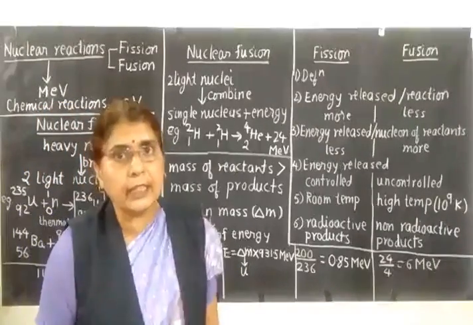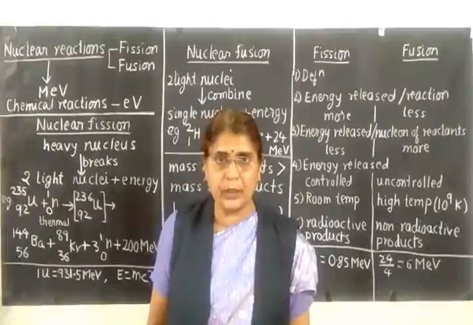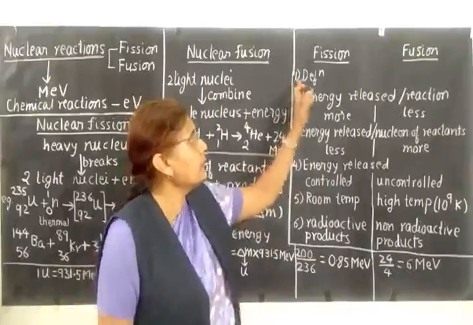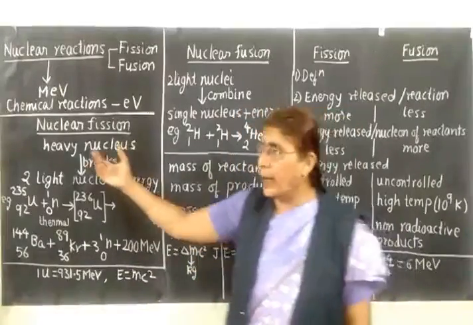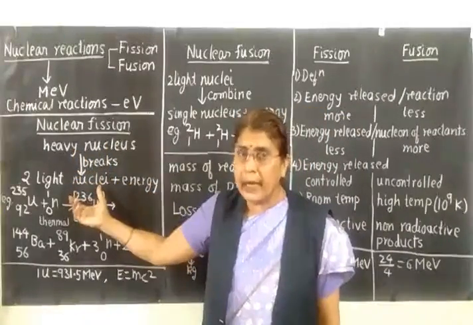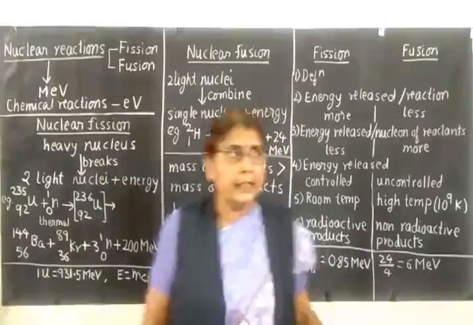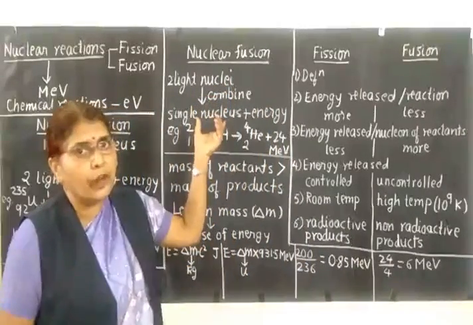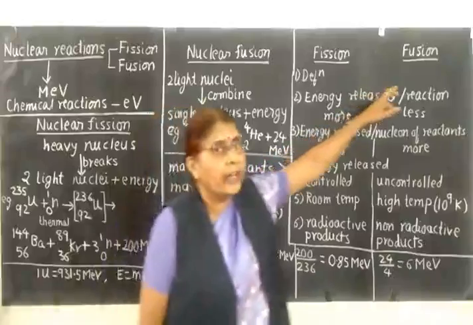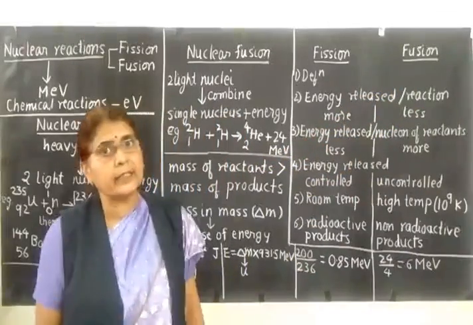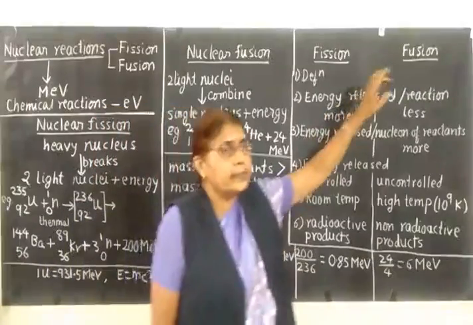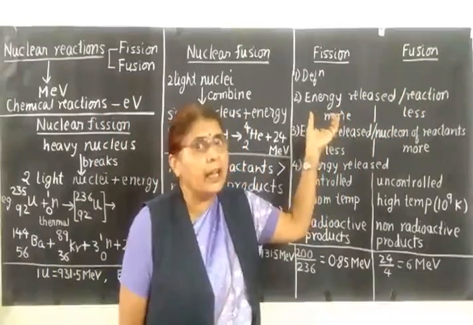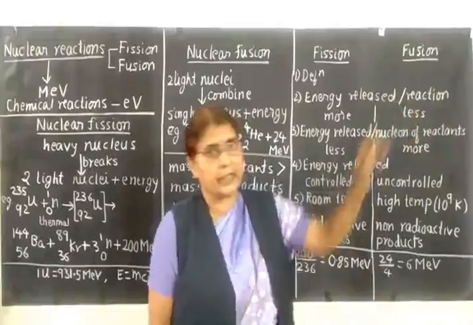Then we have found out the differences between fission and fusion. What are the differences? First difference is the definition itself. Here a heavy nucleus splits into two light nuclei with release of energy. Here two light nuclei combine to form a single nucleus with release of energy. Then we have compared the energy release in both the reactions. We have found that energy released per reaction is more in fission and it is less in fusion reaction.